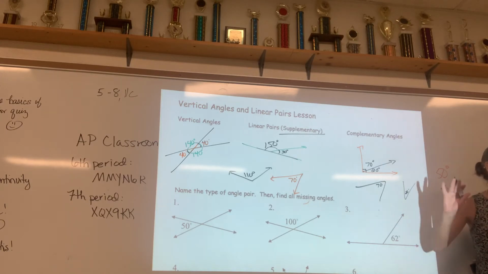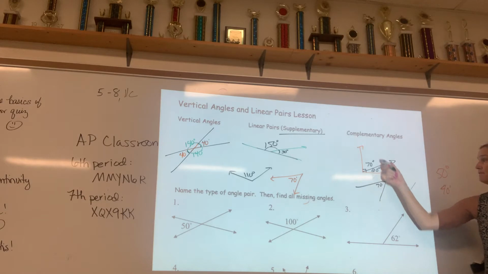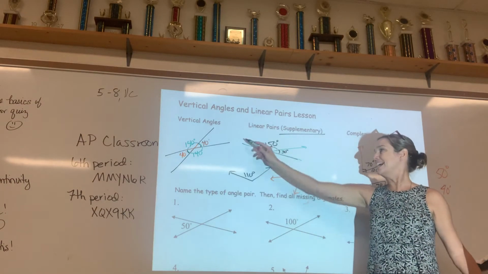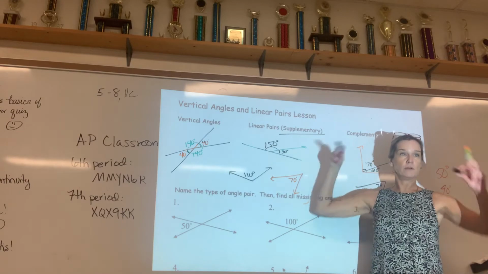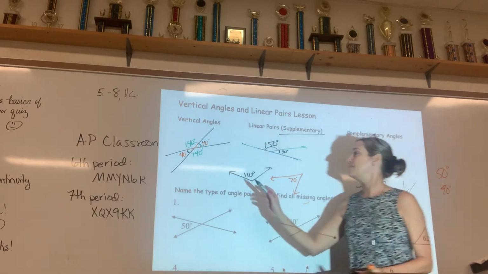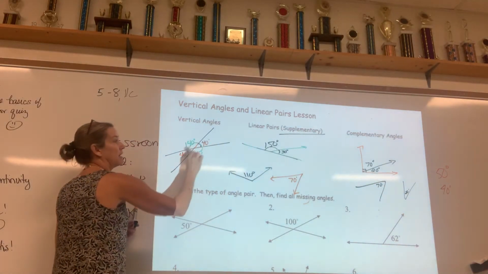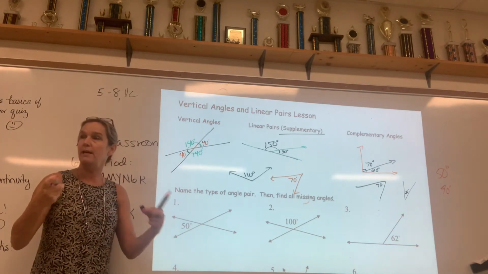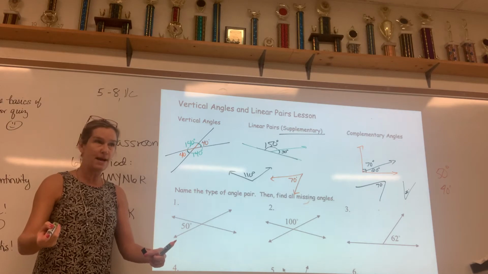All right, easy. So basically what we have today: if they form a right angle, they add up to 90. If they form a line, they add up to 180. And if they are vertical across from each other, then they are congruent or equal. Okay, got all of that in your brains?